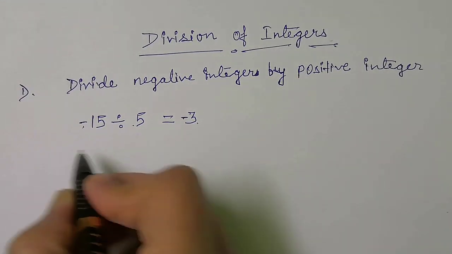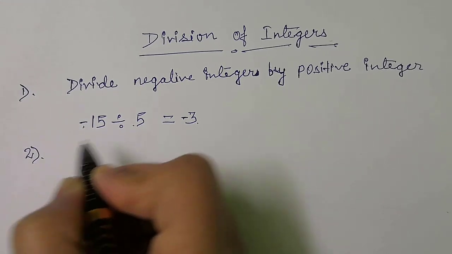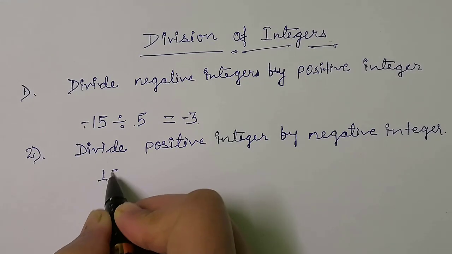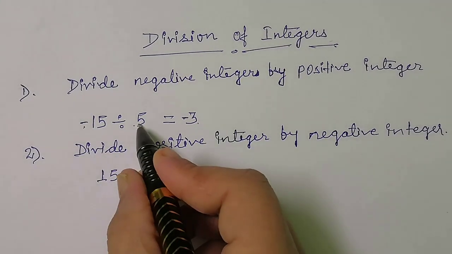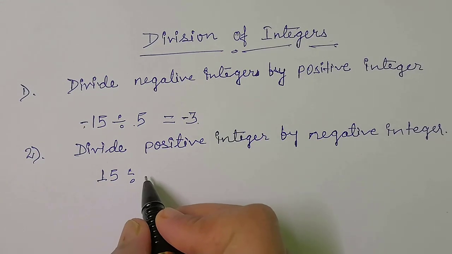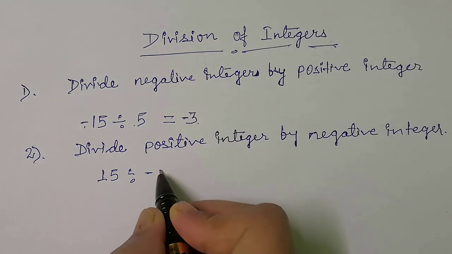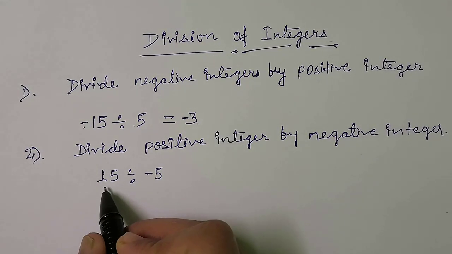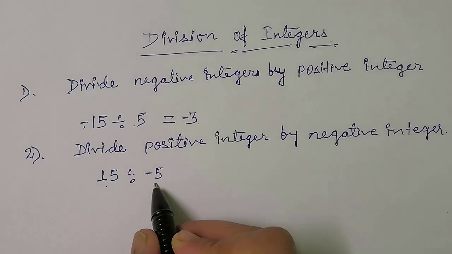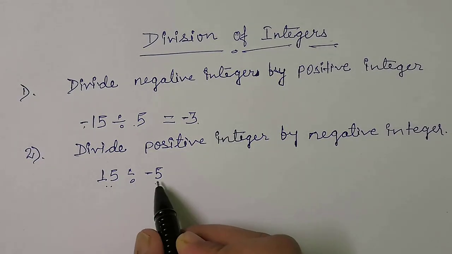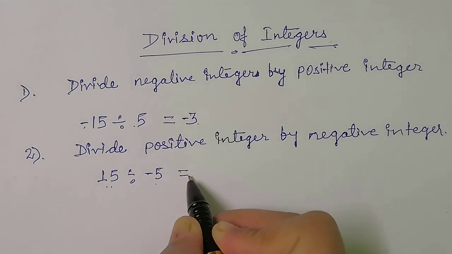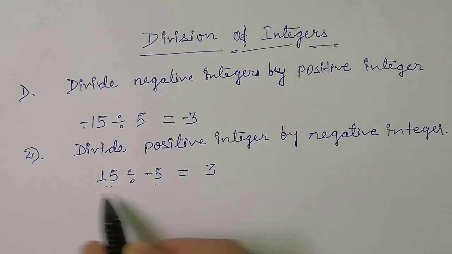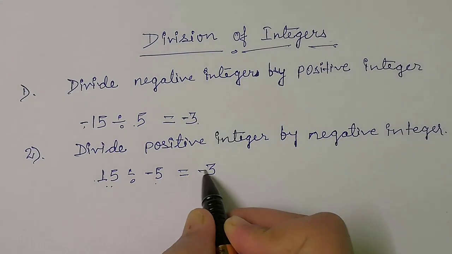Now we will study the second type of division. Here we will take positive integers. I am taking the same example so that you won't get any confusion: 15 divided by minus 5. It means we divide positive integers by negative integers. Let's see what will come. Again 5 threes are 15, so the answer will be 3, and here also plus minus will be minus.